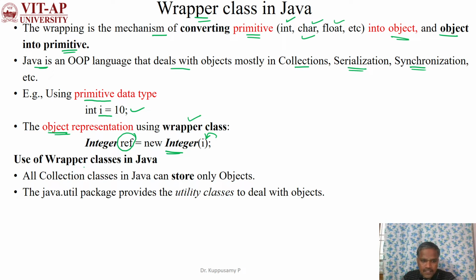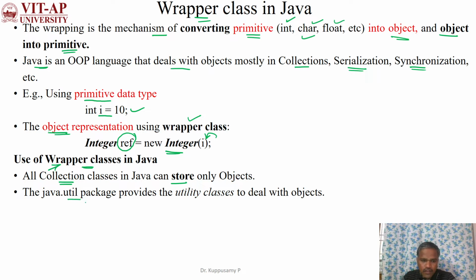Wrapper classes can be used whenever we are using collection classes like HashMap, Vector, Stack, LinkedList, TreeSet, and so on. Whatever collection classes we are using, we store objects to represent the elements. There we can use the wrapper classes.